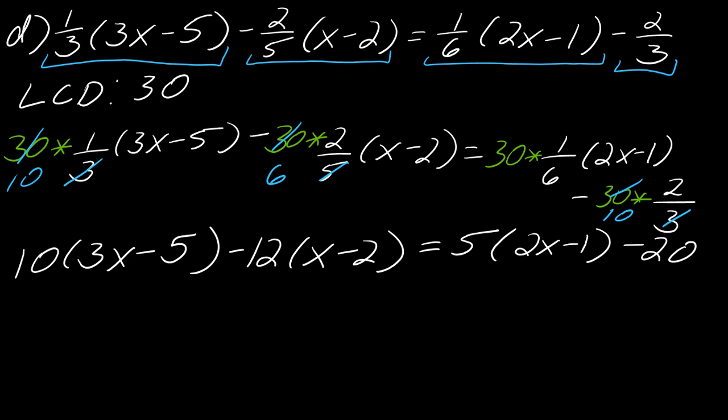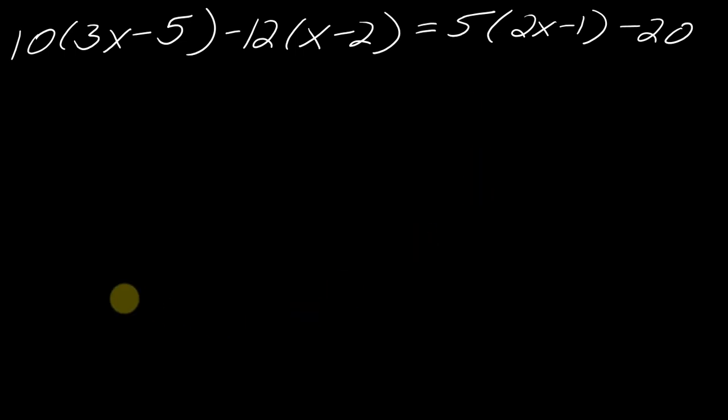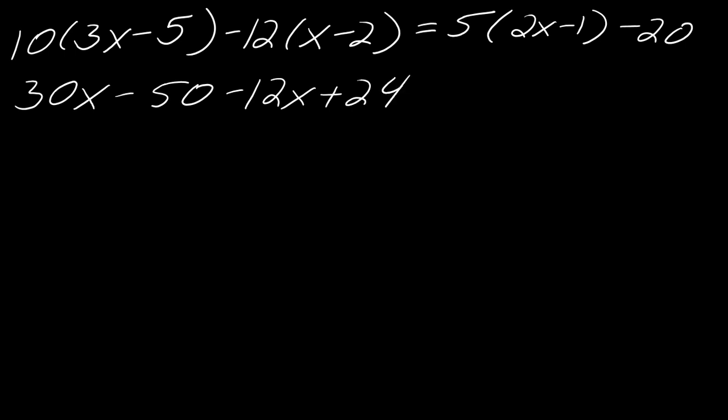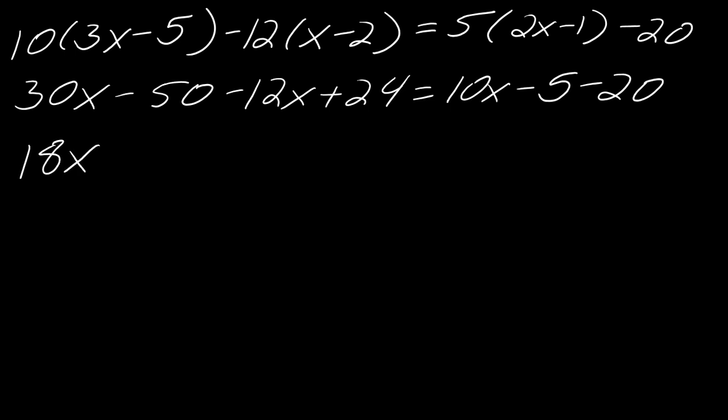So this is still quite a bit of work, so let's make some space. Okay, and now we can just push forward with this. So I can distribute, so this becomes 30x minus 50 minus 12x plus 24 equals 10x minus 5 minus 20. Okay, so now I got to collect my like terms. So on the left side, this is going to be 18x minus 26. And on the right side, this will be 10x minus 25.